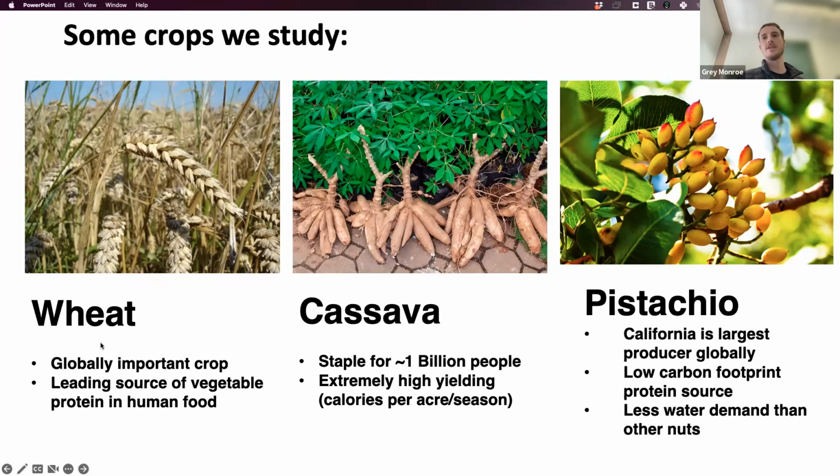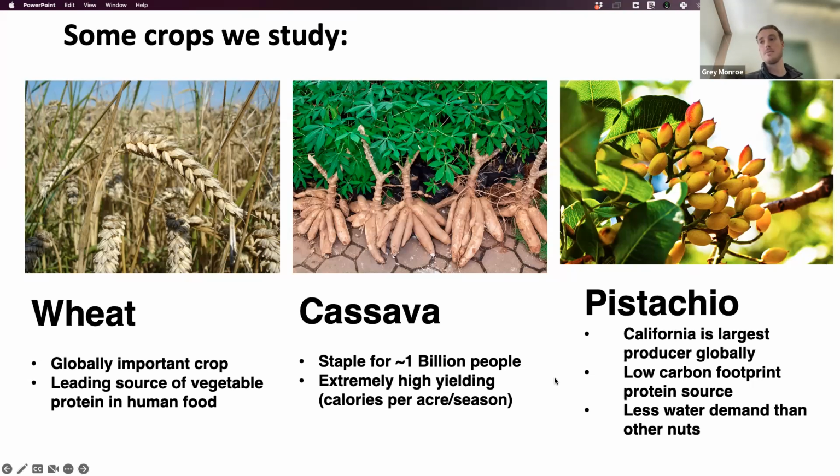So we'll talk about wheat. This is a super important crop if you like your bread, if you like your hefeweizen and beers. It's actually the leading source of protein in human food around the world from vegetable sources. We'll talk about cassava. This is a very important crop especially in a lot of marginalized communities.